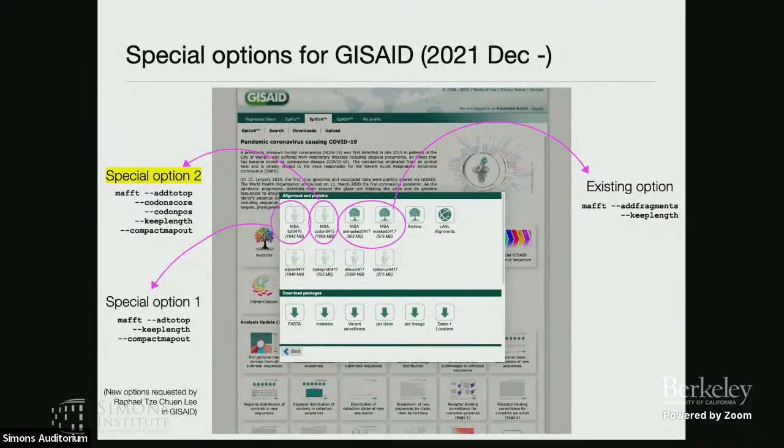In this context, we recently made some small modifications to MAFFT as a response to requests from Dr. Raphael D. in GISAID. Today, I'd like to explain three options for constructing an MSA consisting of millions of coronavirus genomes. The results are available if you register for the GISAID database, with an option to download MSAs. Here is a screenshot to download the MSAs. Before asking us the request, they were using only a simple option of MAFFT, add fragments and keep lengths.